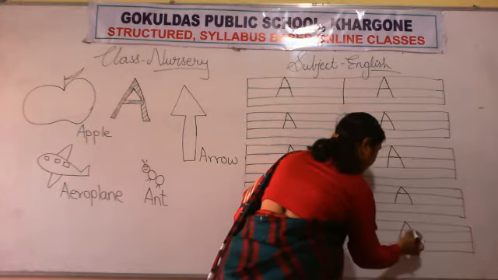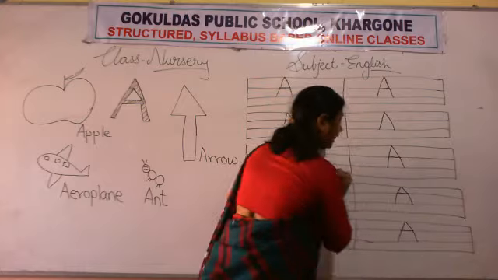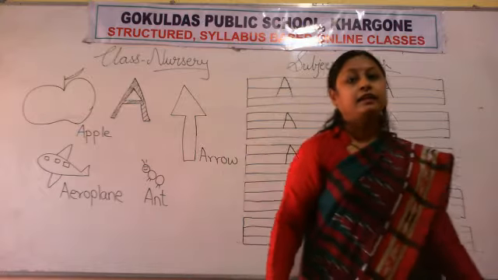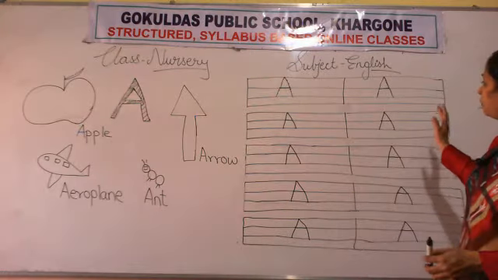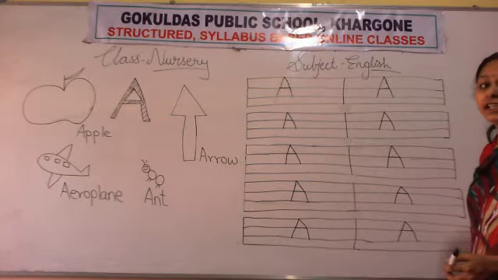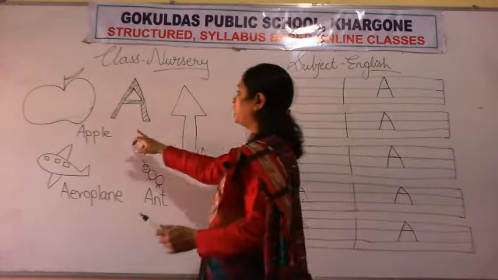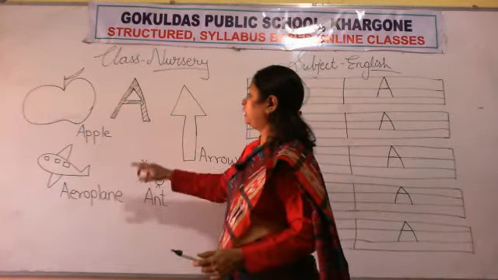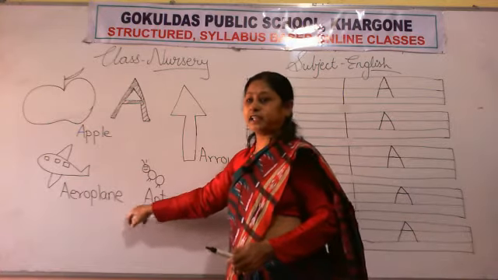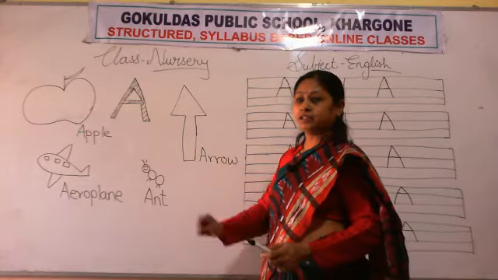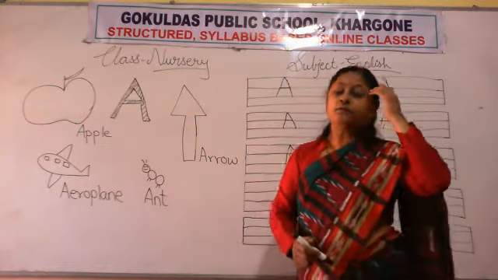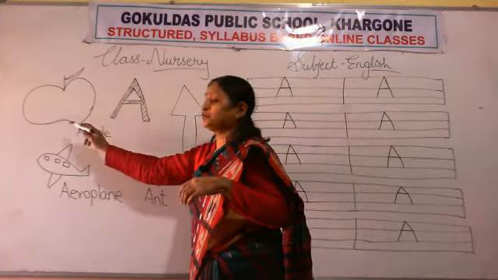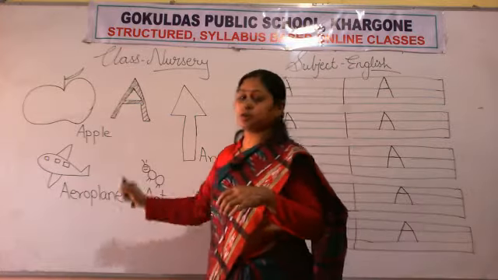Slanting line, and then sleeping line. So which letter will form? Letter A. Which letter is this? Letter A. You have to write letter A in your notebook. A for apple. A for arrow. A for aeroplane. A for ant. Okay, so which letter will form? Letter A. You have to color the letter A and you have to color these pictures also.